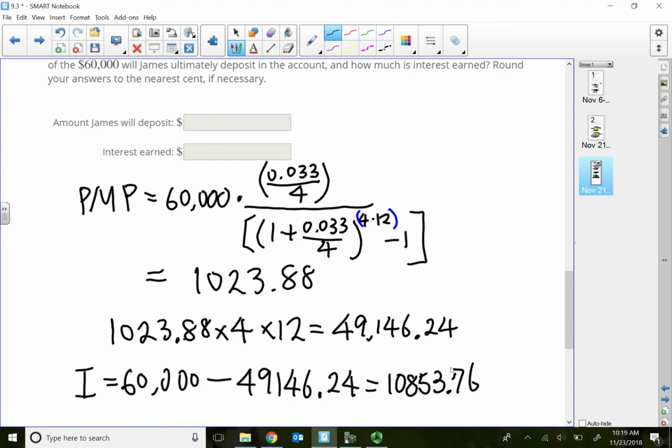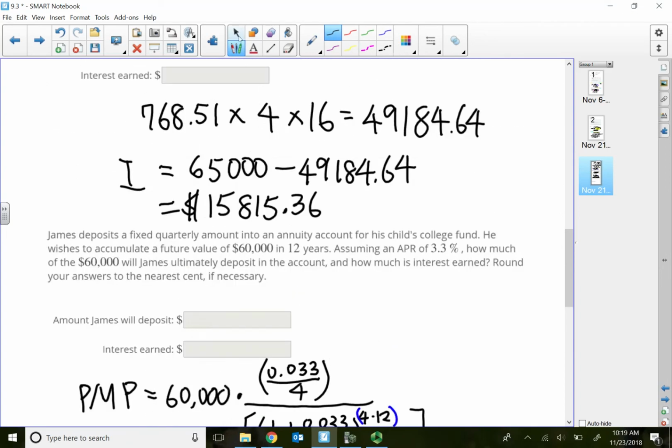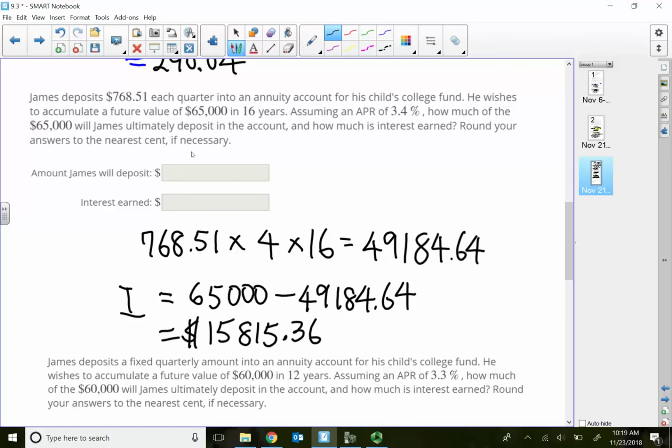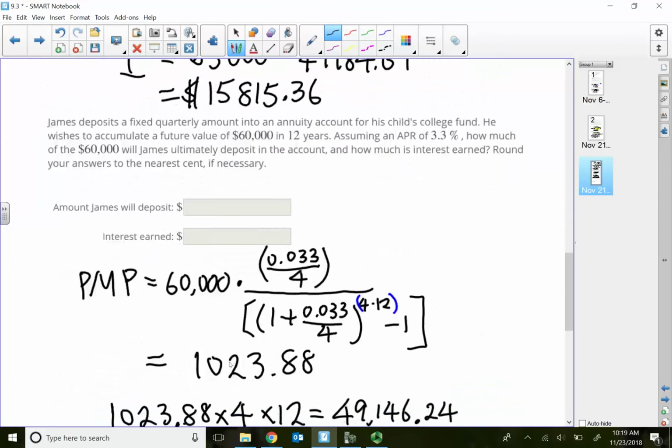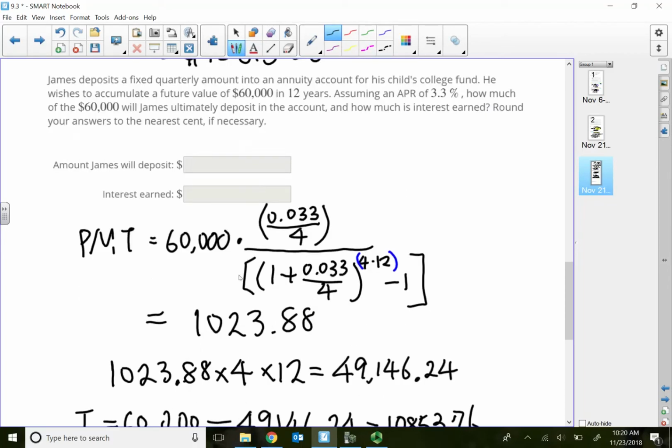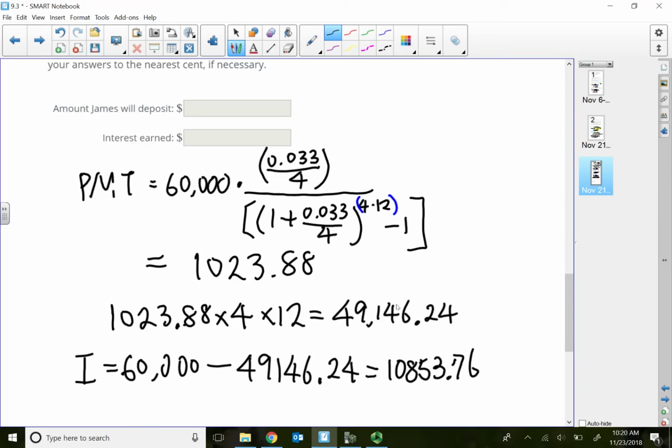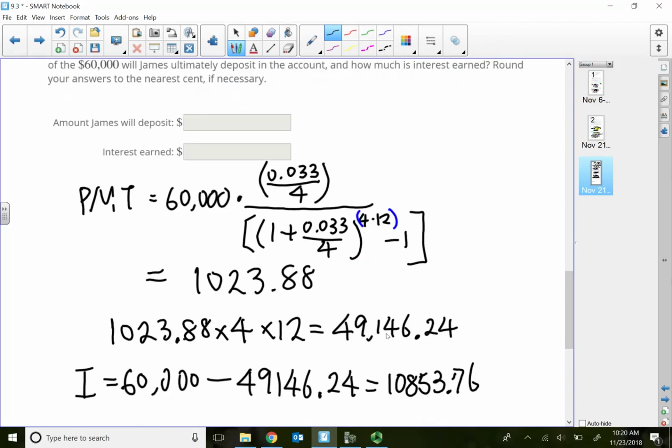All right, so that's how we do this problem. The two examples are pretty much the same. One of them tells me what my quarterly payment is. If it does not tell me, then I need to use the payment formula, PMT, to find the quarterly or monthly payment before I can find out how much James will deposit and how much interest is earned from the account.